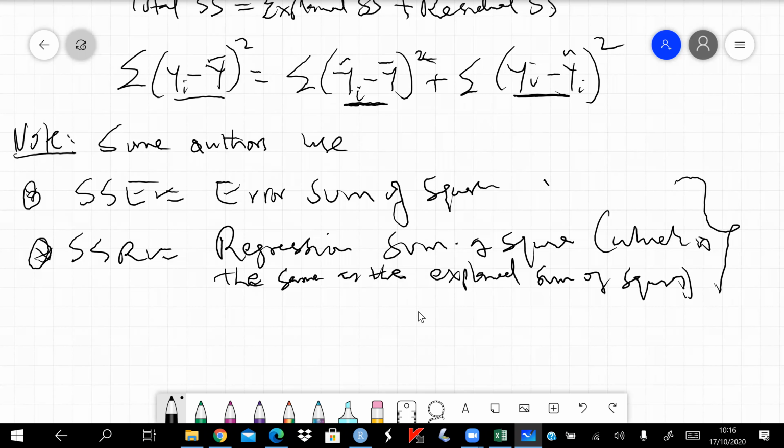So sometimes somebody can get confused, but you just need to be aware. And when you talk about SSR, in our case, this is the residual sum of squares. You see all of them have an R, but we choose to use R for residuals, and we use E for the explained variation. So you need to be careful about that. Okay, any questions so far?